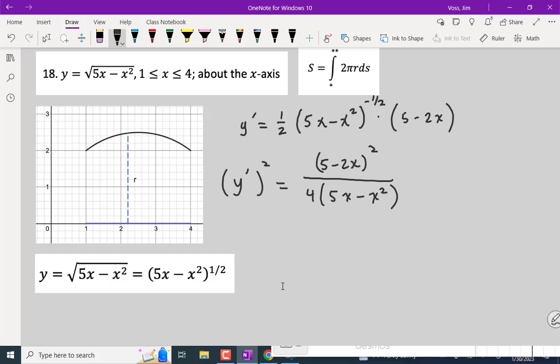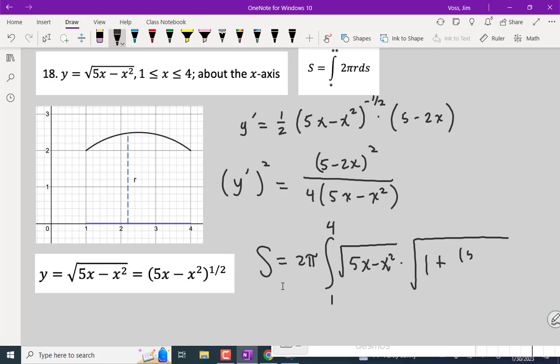I'm just going to wait a moment and see what happens. We've seen that with these surface areas, we always end up with 2 square roots. So let's just wait for a moment and see what happens when we put everything together. So our surface area is going to be 2 pi multiplied by the integral from 1 to 4. And then r is the function. So there's the function, 5x minus x squared inside a square root. And that's going to get multiplied by the square root of 1 plus all this.